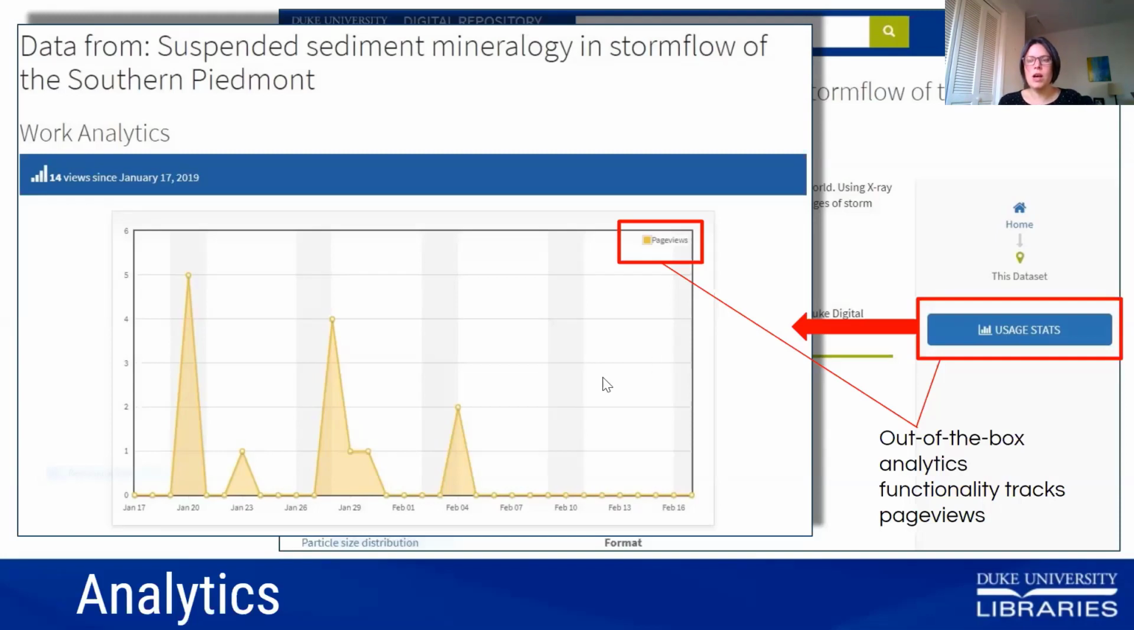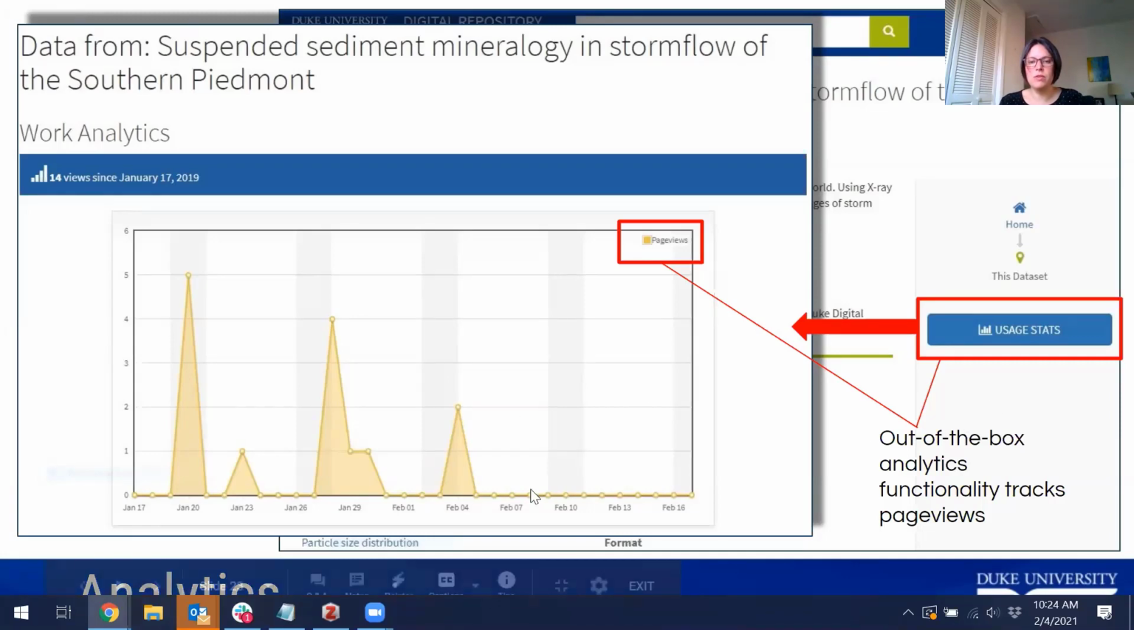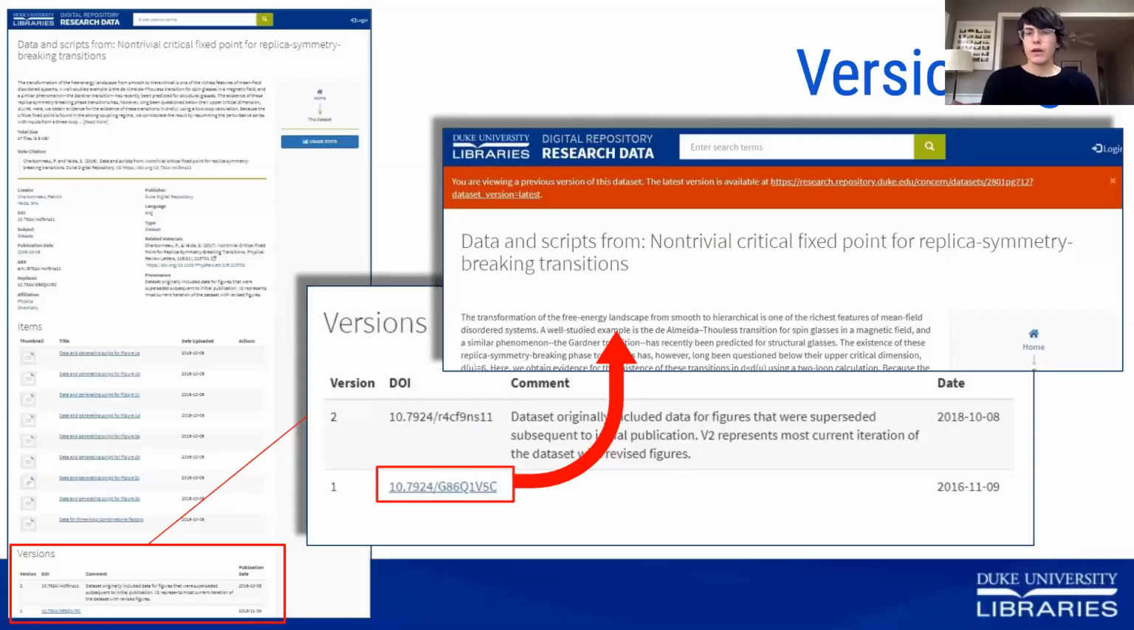All right, so now I'm going to turn it over. I haven't seen any questions pop up in the chat. So now I'm going to turn it over to Maura to talk about a few more of the features of the repository. Yeah, thanks, Sophia. All right, can you see my slides? Okay. Yes.